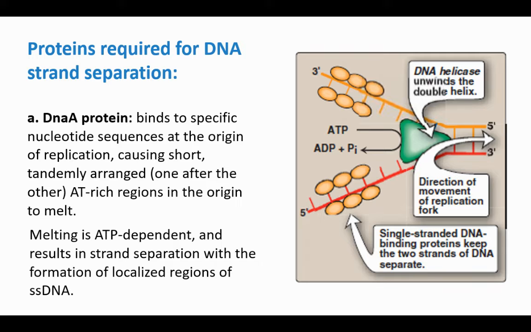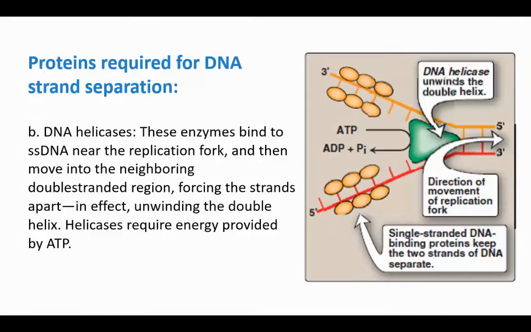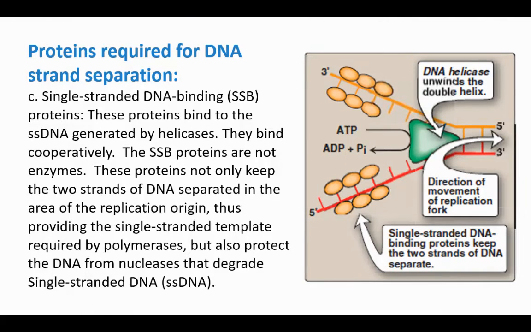Okay, next is the DNA helicase per se. These enzymes bind to the single-stranded DNA, ssDNA, near the replication fork, then move to the neighboring double-stranded region, forcing the strands apart, in effect unwinding the double helix. Helicase requires energy provided by ATP. And the last one is the single-stranded DNA binding protein, or SSB. Okay?